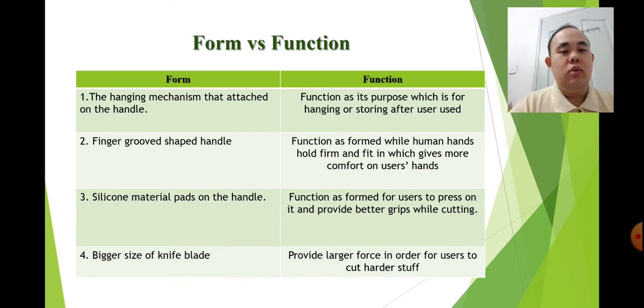The next analysis will be form versus function. This one is to show how our product form follows its function. So the first form will be the hanging mechanism. It functions as its purpose, which is for hanging and storing after the user uses it. The second form will be the finger groove shape handle. It functions as form while human hands hold firm and fit in, which gives more comfort on the user's hand. The third one will be silicone material pads on the handle. It functions as form for users to press on it and provides better grip while cutting. The fourth form will be the bigger size of the knife handle. It provides larger force in order for users to cut harder stuff.